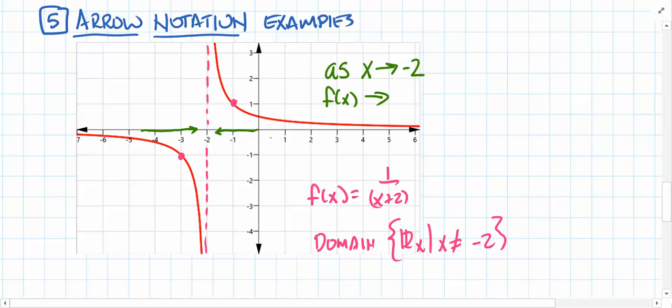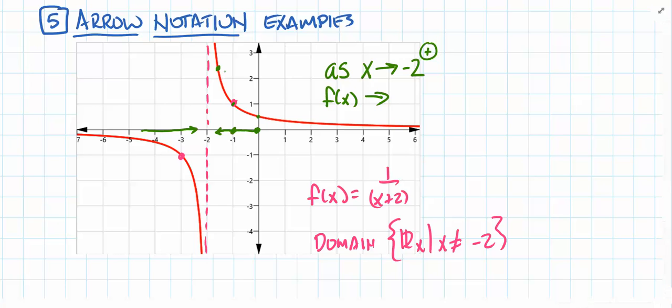So as I'm approaching negative 2 from the right, what's going on with my function? Where does my function shoot off to? It goes up. If I move from this point to this point, I've gone from there to there. And if I move from this point to this point, I've gone from here to here. So as x goes to negative 2 from the right, where does our function go? Oh, there's a place. What's that place called?